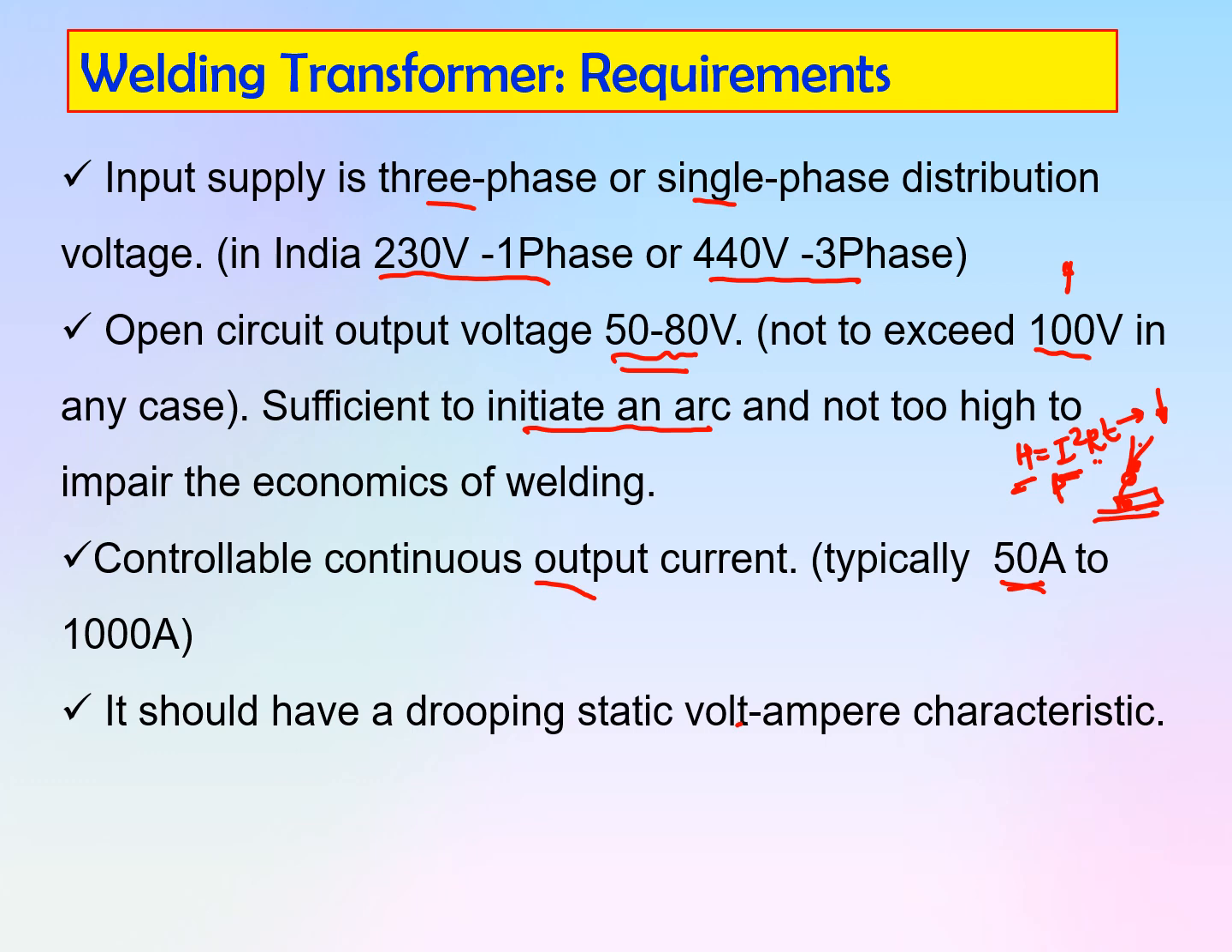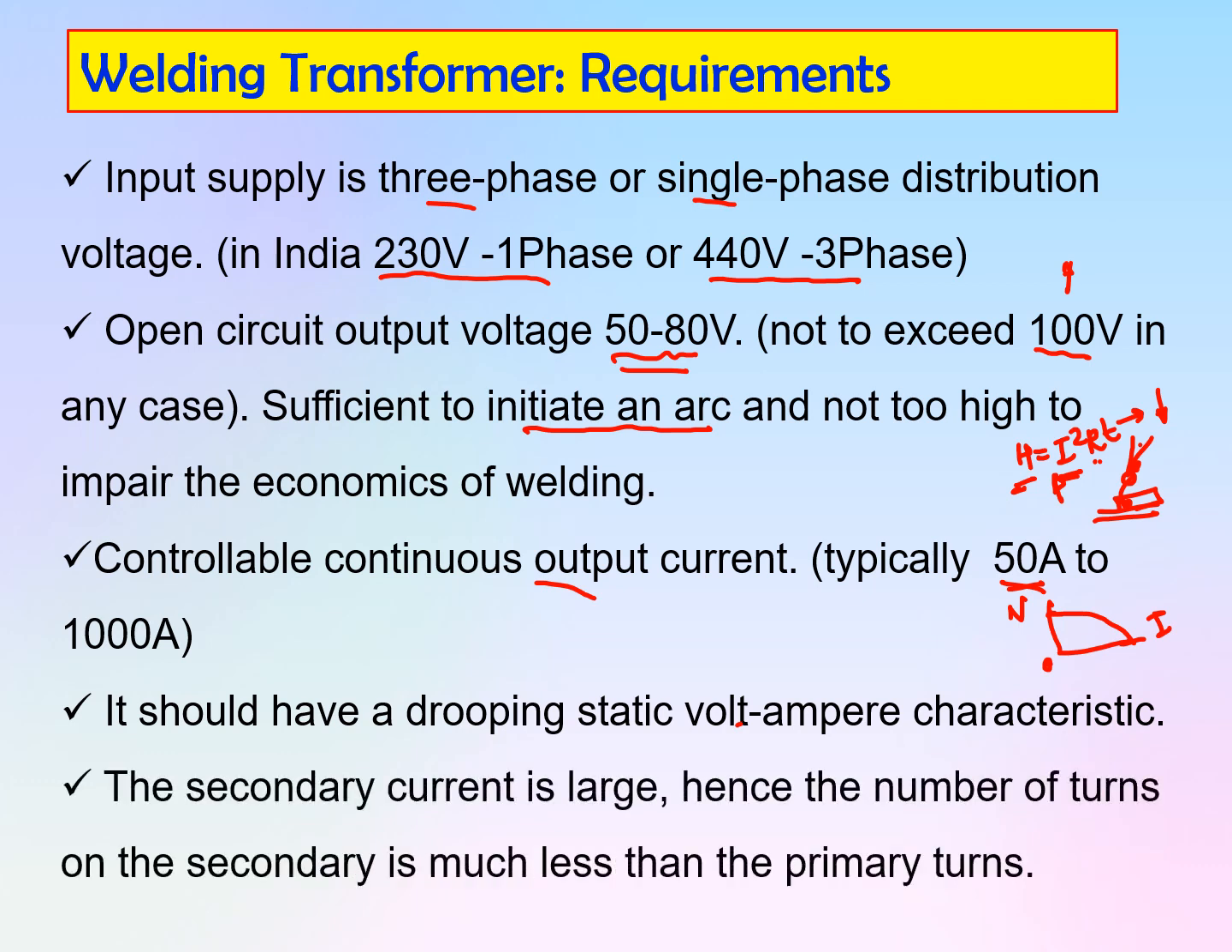It should have a dropping VI characteristic. Dropping VI characteristic means the open circuit voltage is high for a low value of the current. Current is taken on this axis, voltage is taken on this axis. So this characteristic is dropping in nature. The voltage will be less for a high amount of current. The secondary current is large.